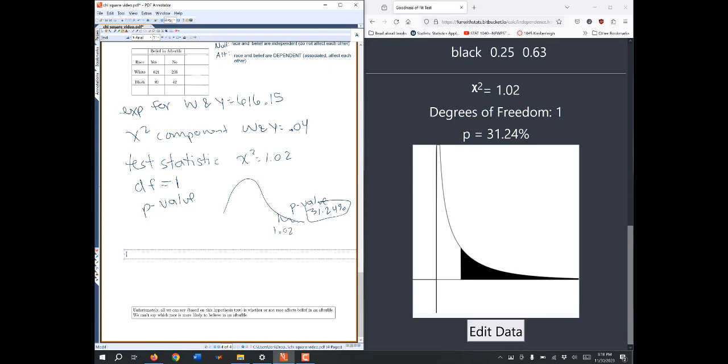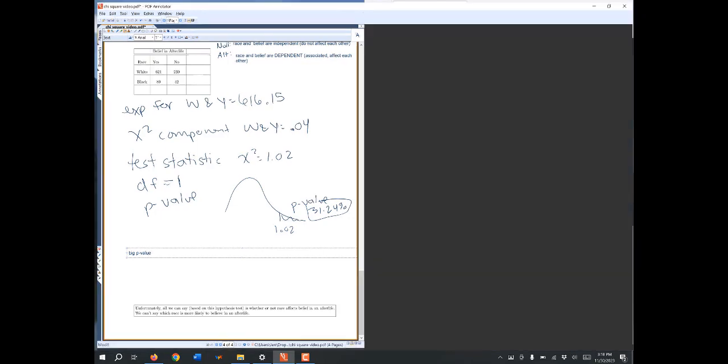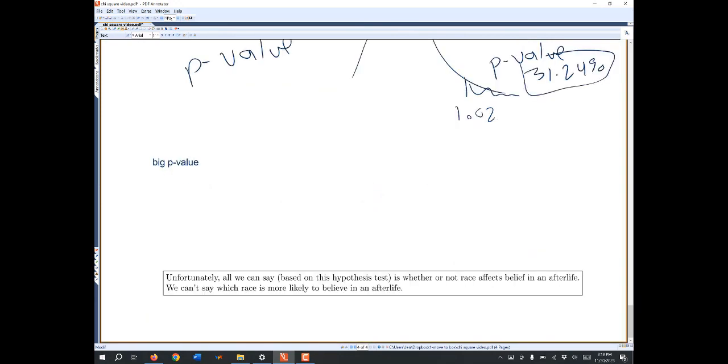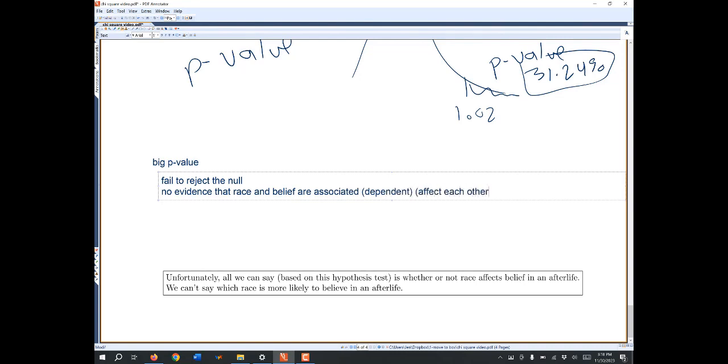And so I would say that is a big p-value. So with a big p-value, I would fail to reject the null, and we would say there is no evidence that race and belief are associated or dependent or affect each other. Now, we said there's no reason to believe that they do affect each other.